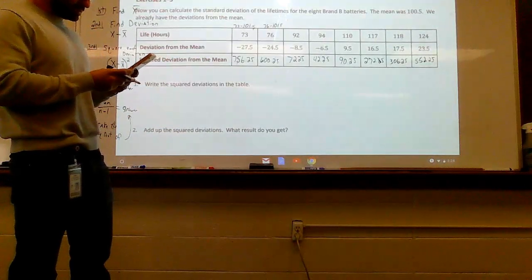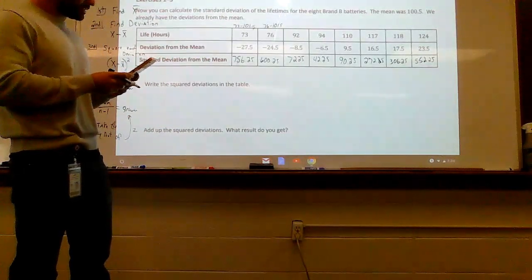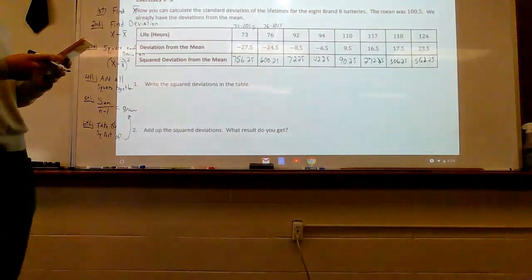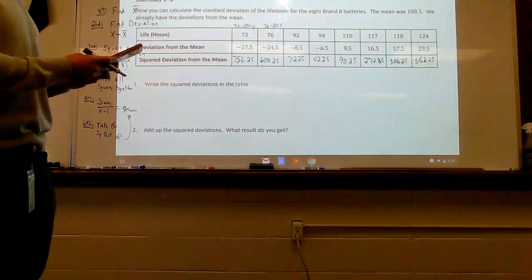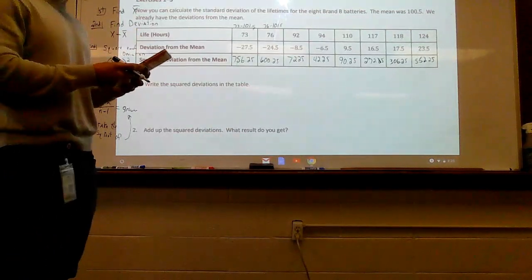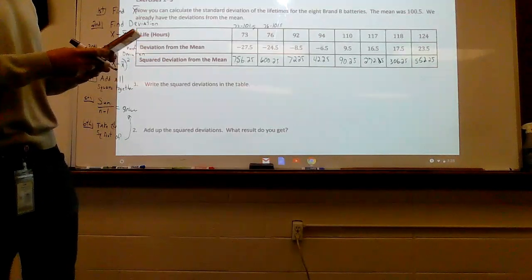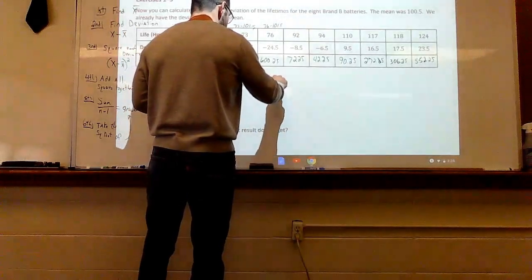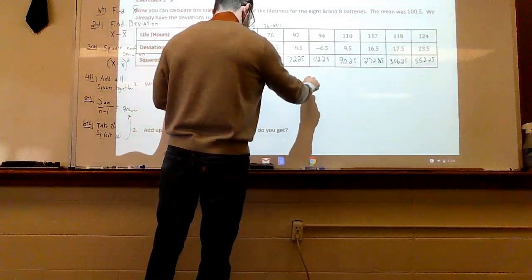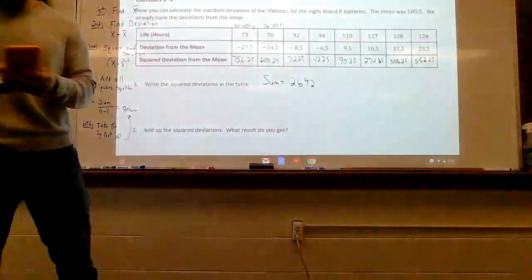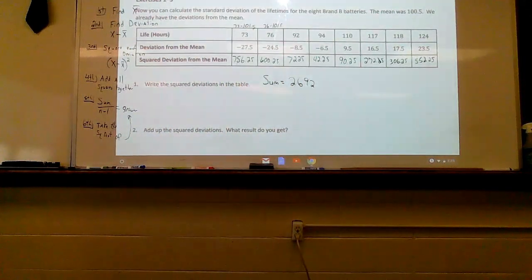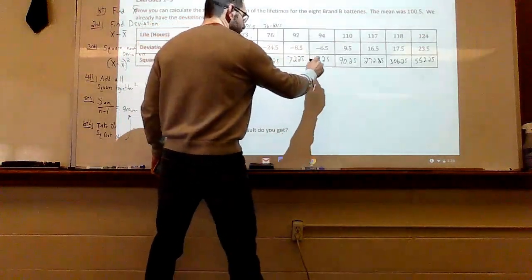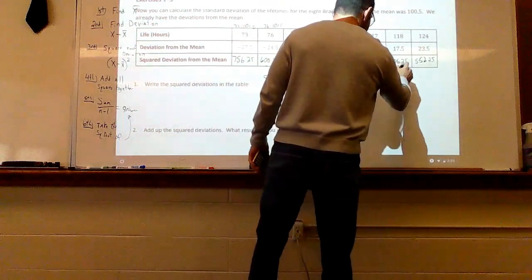So let's go 756 and 25 plus 625 plus 72 and 25 plus 42 and 25 plus 90 and 25 plus 272 and 25 plus 306 and 25 plus 552 and 25. Now I'm getting the right answer. There we go. So the sum of the squared deviations is 2692. Holy moly. From here, we count 1, 2, 3, 4, 5, 6, 7, 8.